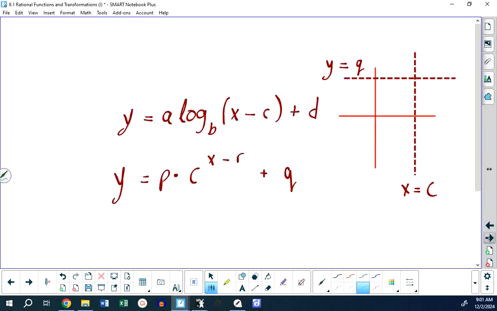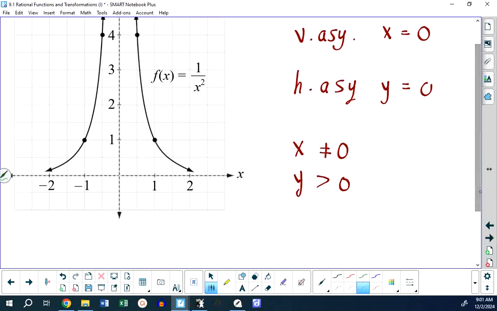We want to talk about what's going on with this function. Well, this function is pretty unambiguous. As x approaches the non-permissible value, y approaches infinity. It doesn't matter which side you're approaching from, the left or the right, the function goes up.